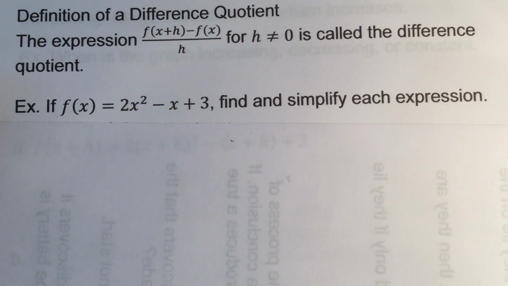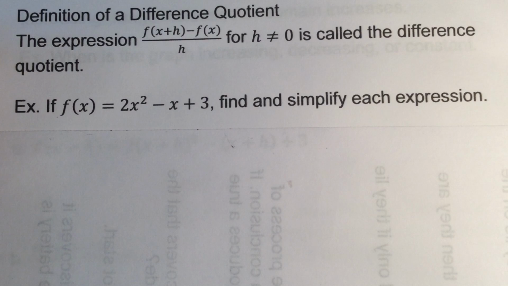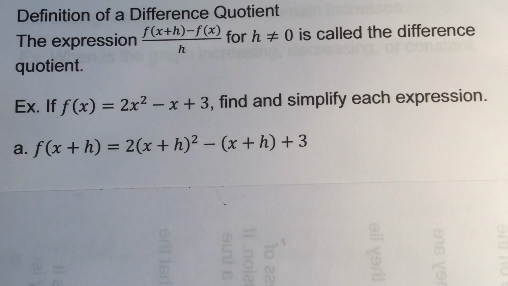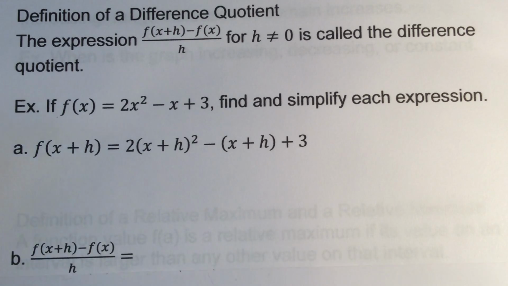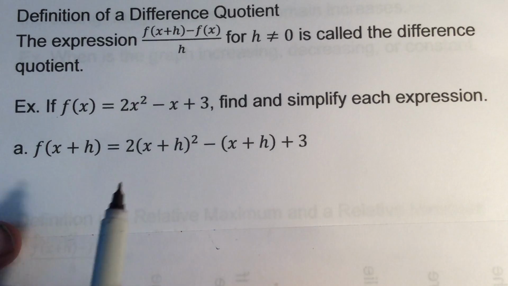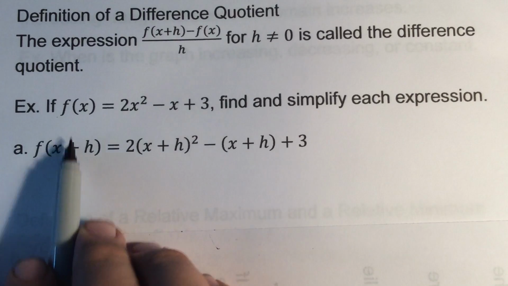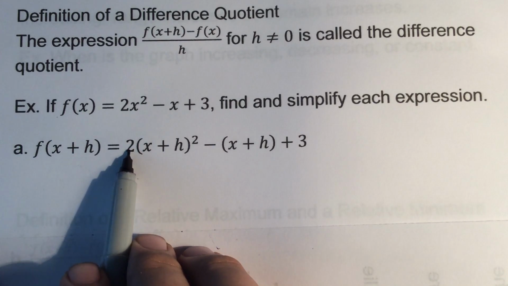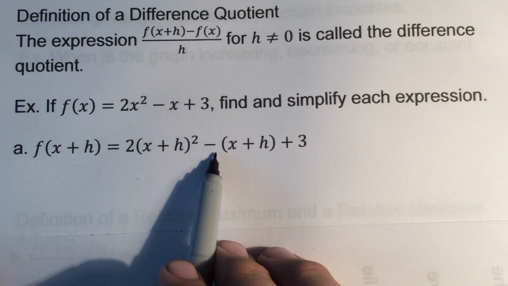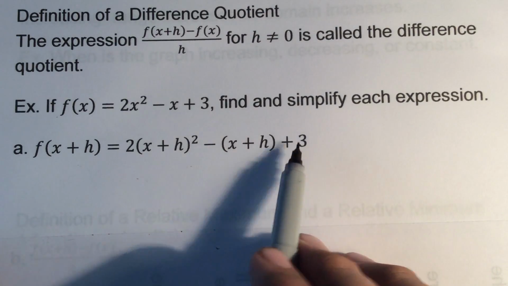So, first thing we do, if this is our function, f of x equals 2x squared minus x plus 3, is we have to do the f of x plus h part. Remember, that entails everything that's inside the parentheses replaces the x. So the 2x squared becomes 2 times x plus h, squared. Minus x becomes minus x plus h, and then plus 3.